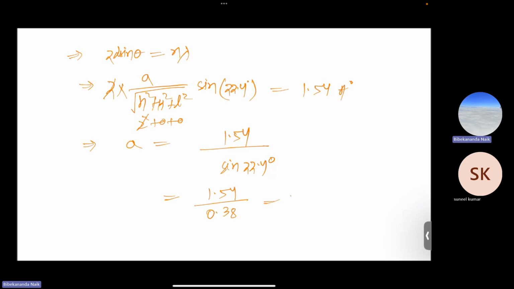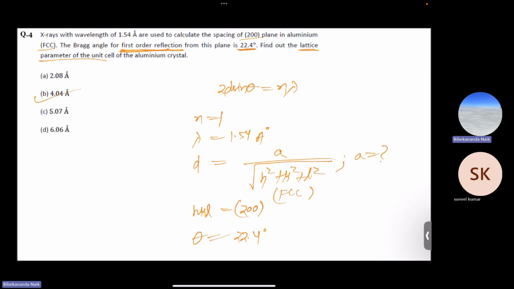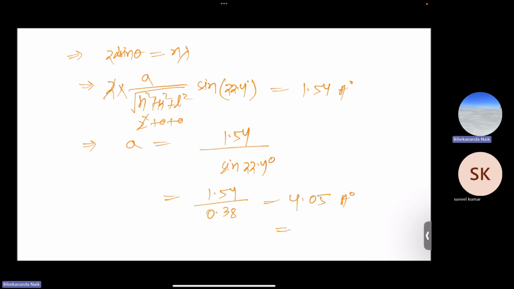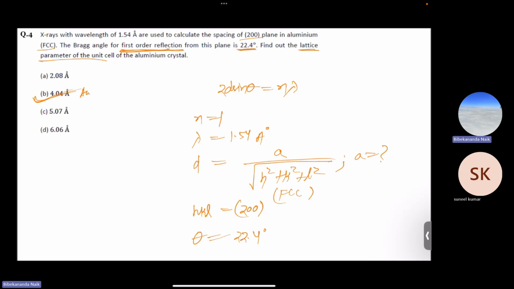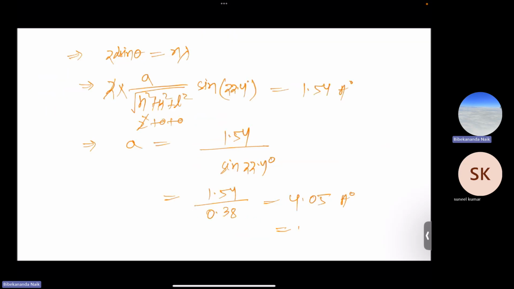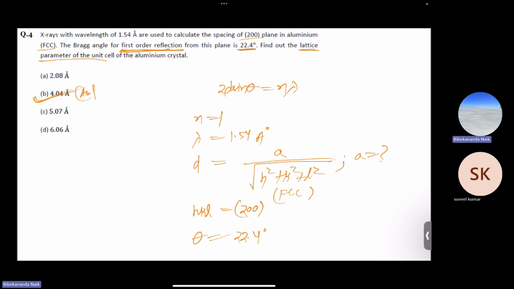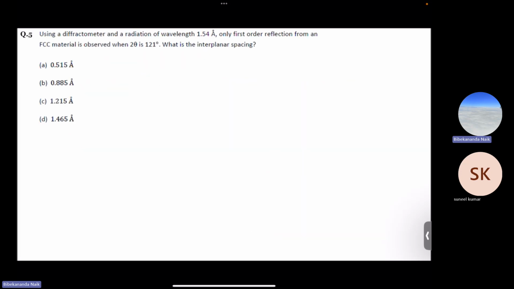It will be coming around 0.45 angstrom, or according to the options, 4.04 angstrom. So this is the correct answer. The correct option is option B. I hope this is clear to you. So then we will move to the next question.